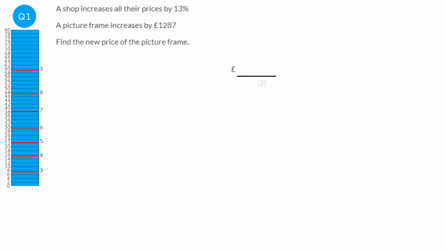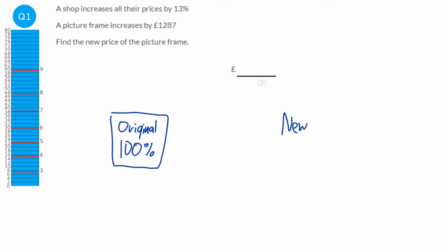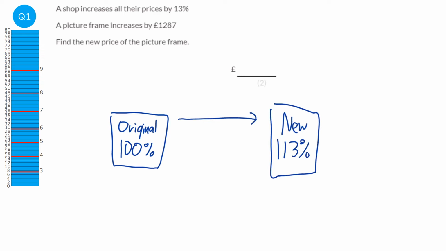Enjoy! So we have an original amount, and this represents 100% of the original amount. The new price, or new amount, represents 113% because it has said that it has gone up by 13%. So it has increased by 13%. And as a value, that increase is £1,287. So it's 13% of the original. It's gone up 13% of the original price.